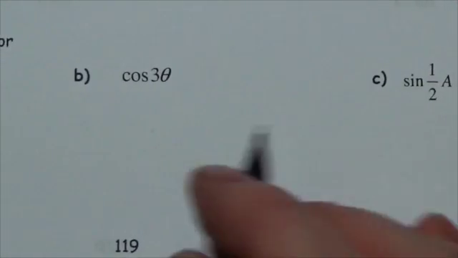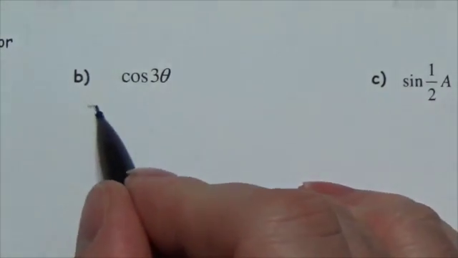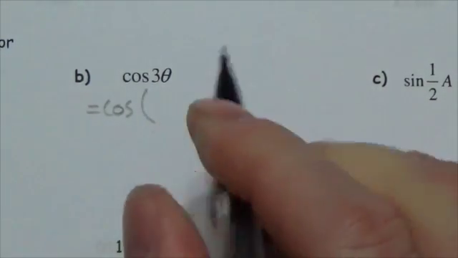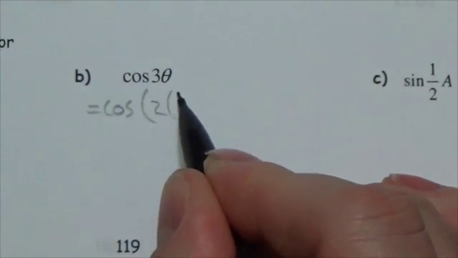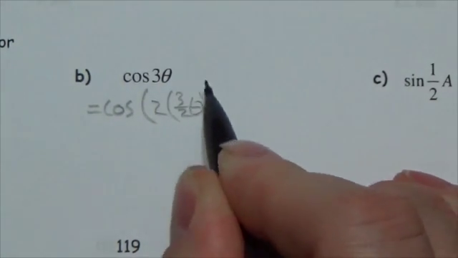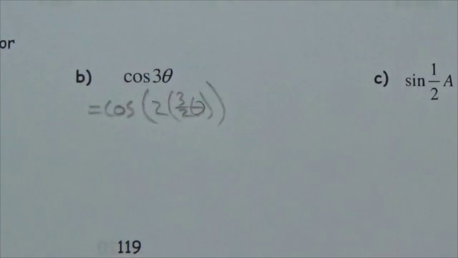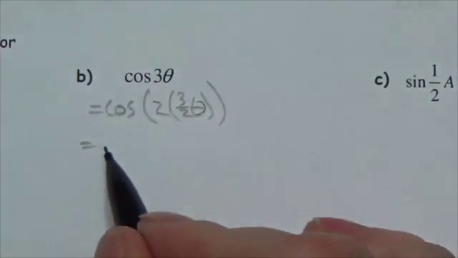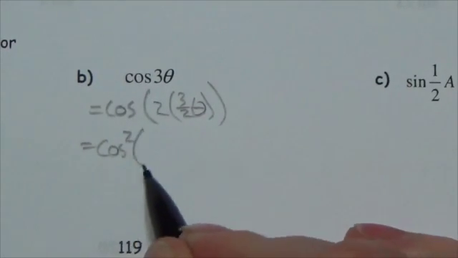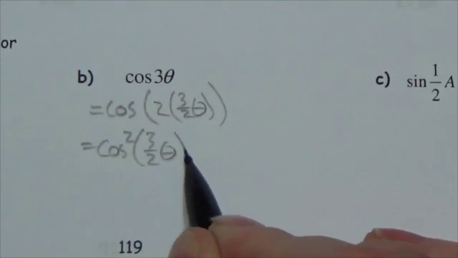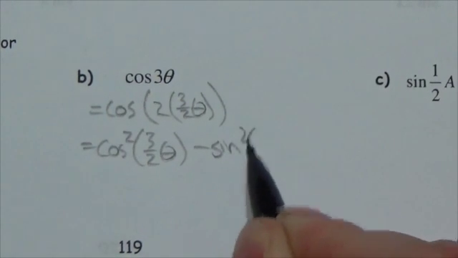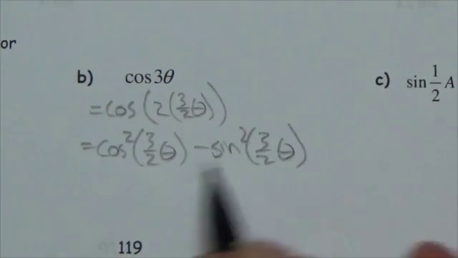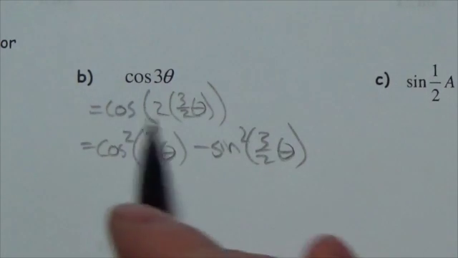Over here, I've got the cosine of 3 theta, and again, what I want to do is pull the 2 out of that, so this will be 2 times 3 over 2 theta. And now I've actually got some choice as to what I'm going to do here. But you know what? We're going to go with the quickest one to get to here, which was the cosine squared of alpha, so 3 halves theta minus the sine squared of 3 halves theta. This is the first identity when you start doing the sum and difference identities.